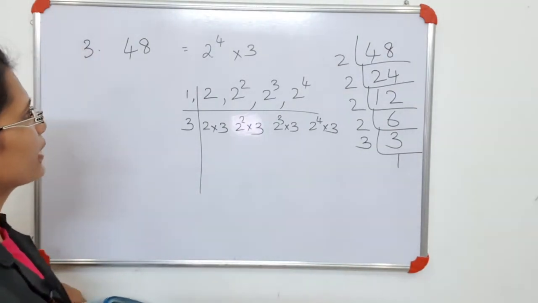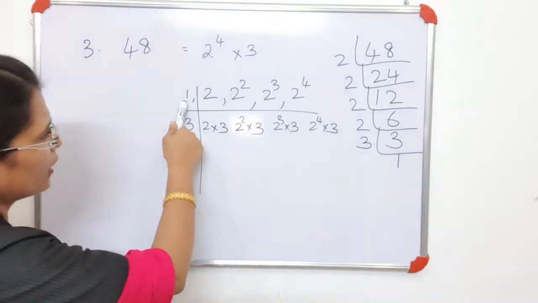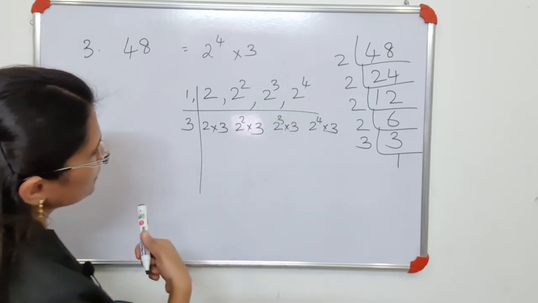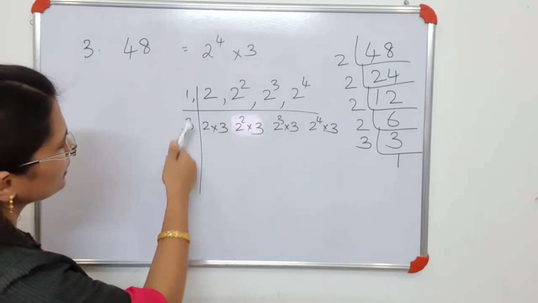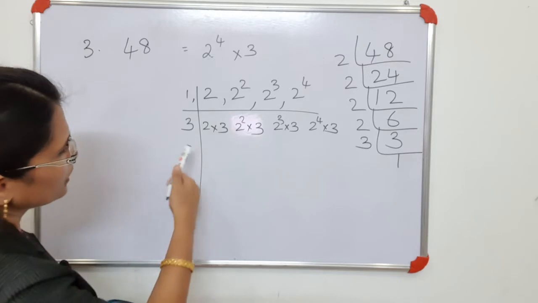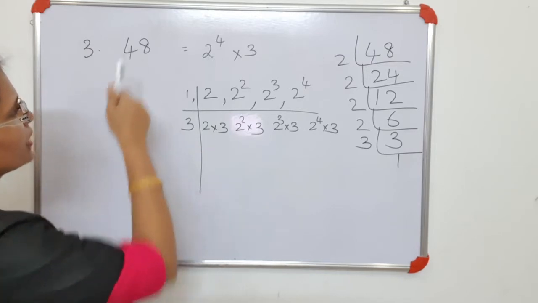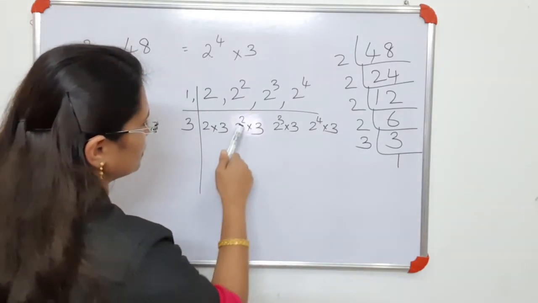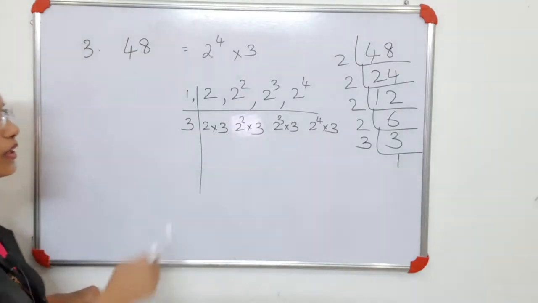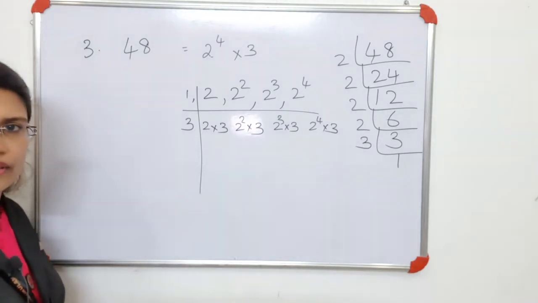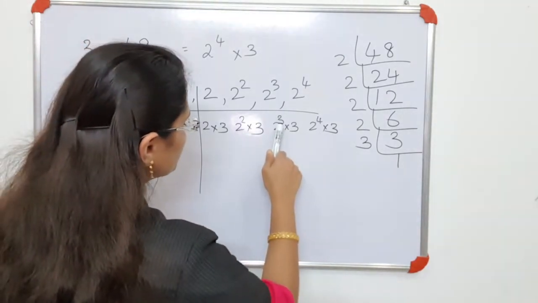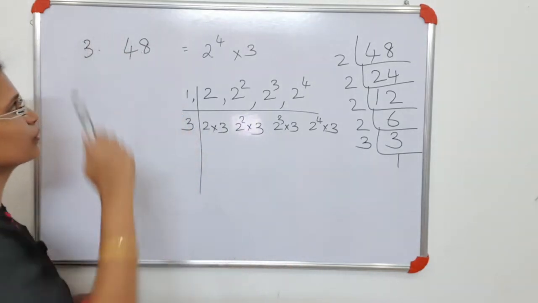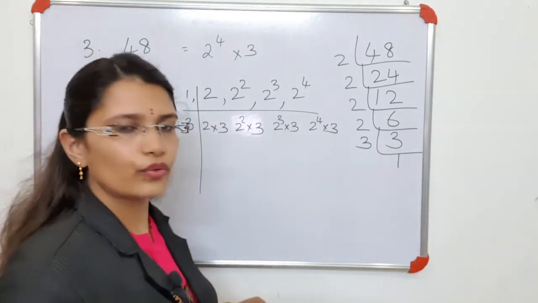So which are the factors of 48? 1, 2, 2 square, 2 cube, 2 raised to 4, then 3, then 2 into 3. 2 into 3 is equal to 6. 6 8s are 48. Then 2 square into 3. 2 square means 4. 4 into 3 is equal to 12. 12 4s are 48. Then 2 cube. 2 cube means 8. 8 into 3 is equal to 24. 24 into 2 is equal to 48.